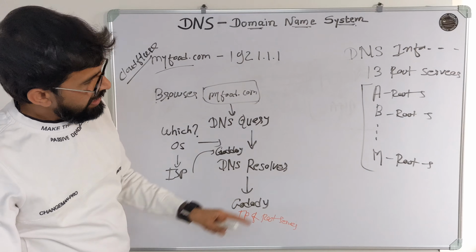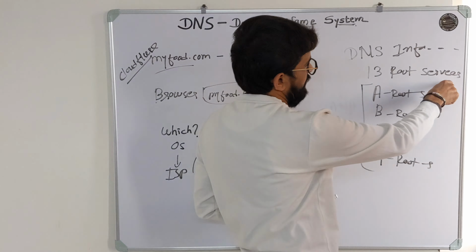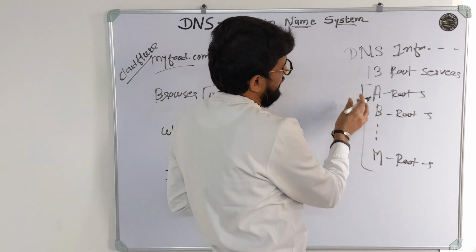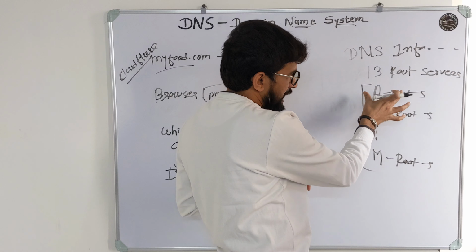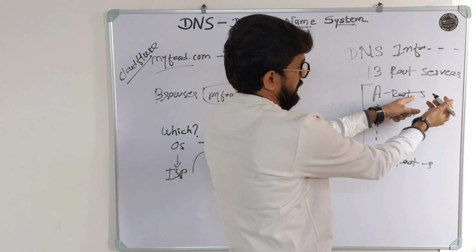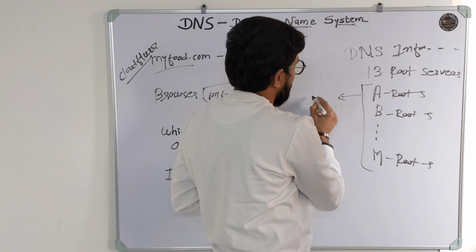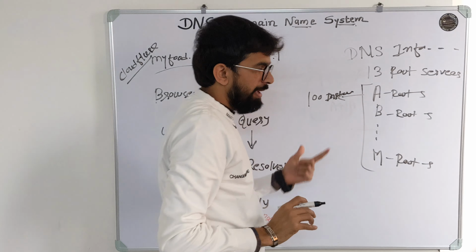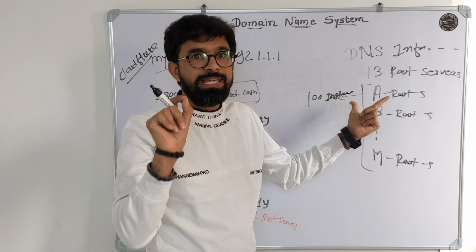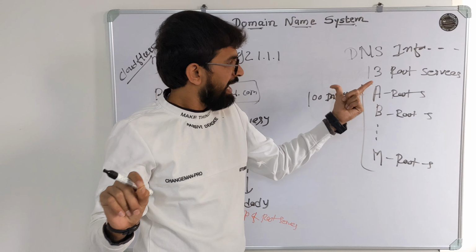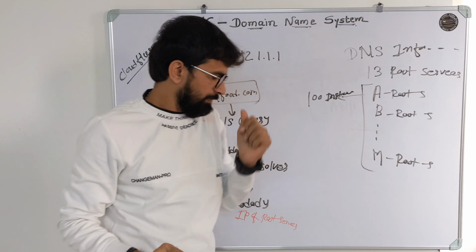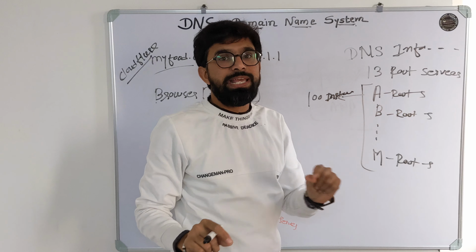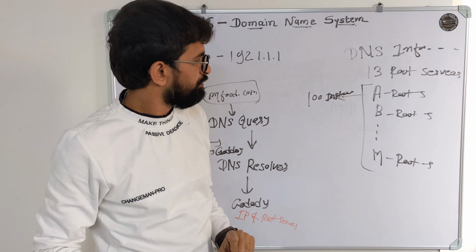Now, as I said, there are 13 root servers. Don't say that there are only 13 instances of root servers. That means there is one A root server, one B root server, and so on. They are like groups, A root servers, but inside A there can be 100 instances. And they use Anycast technology. Why Anycast technology? Anycast technology helps all the servers share the same IP address.